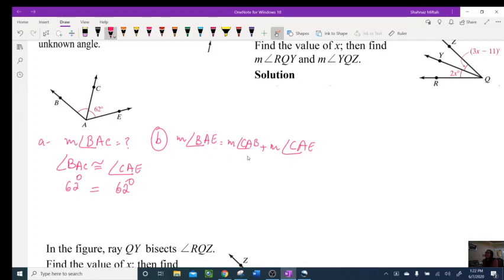So what is CAB? We already know, we figured it out. CAB or BAC, you can say either way, as long as A is in the middle. So that's 62 degrees and that one is also 62 degrees. You add them together and it will give you 62 plus 62, which is 124 degrees. So this is what they are asking me.